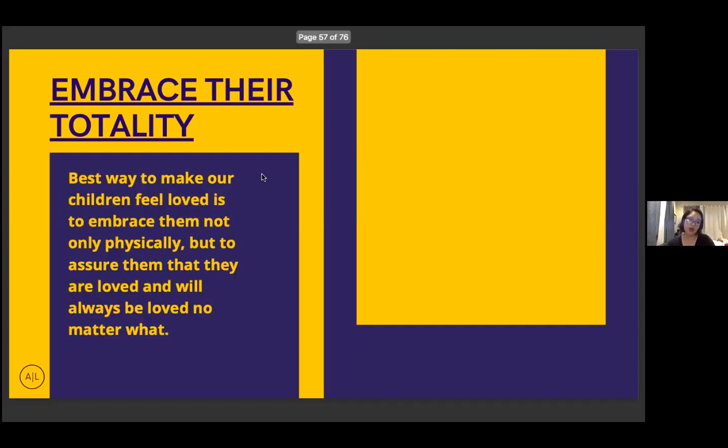Okay, so the best way to make our children feel loved is to embrace them not only physically, but to assure them that they are loved and will always be loved no matter what. When we say no matter what, basically that's what I explained earlier, during good and bad days. Just like in a relationship, in marriages, for better or for worse, right? In sickness and in health, you're still there for each other. And that's also the deal with our children.